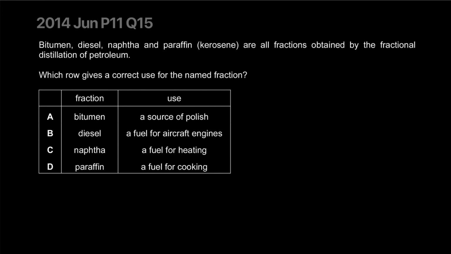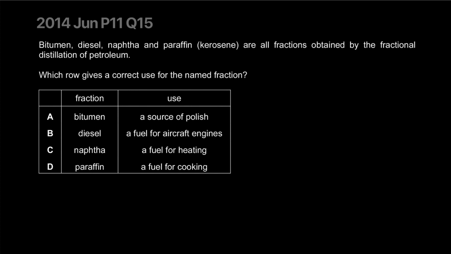All right. Bitumen, diesel, naphtha, paraffin, and kerosene are all fractions obtained by fractional distillation of petroleum. Which gives the correct answer? Bitumen is a source of polish. Well, they put it on roads, right? They use it to make roads. Diesel is a fuel for heavier engines, but not aircraft engines, right? But it is a fuel, and I think most people got this wrong because of this.